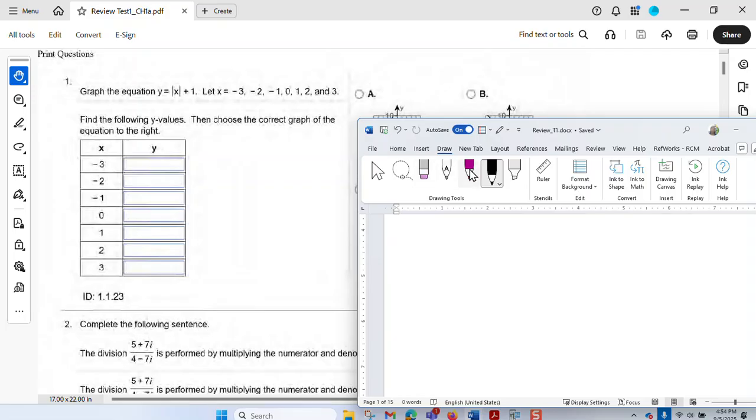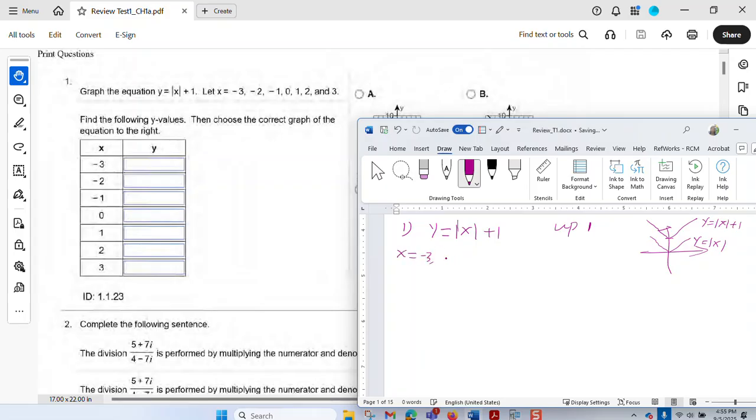For the first one, we have y equals the absolute value of x plus 1. Look at that, this plus 1 is outside the absolute value. So this one is actually moving up 1 unit, because it is positive and outside the absolute value. Compared to y equals the absolute value of x, this one is moving up 1 unit. So this is y equals the absolute value of x plus 1, and this one is just y equals the absolute value of x. If we have x equals -3, how much is y?